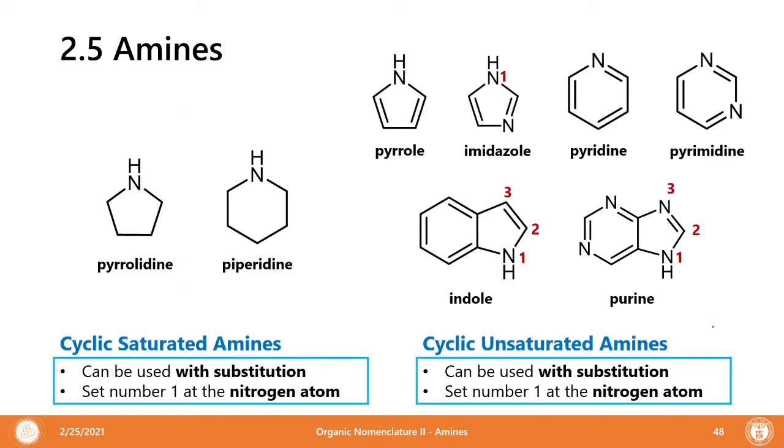Here are some cyclic saturated and cyclic unsaturated amines. They can all be substituted, and they are numbered starting at the nitrogen atom, or in some multiple nitrogen cases, at a specific nitrogen atom. Some of them you may recognize as the components of DNA, such as purine and pyrimidine. So they are cyclic unsaturated amines.